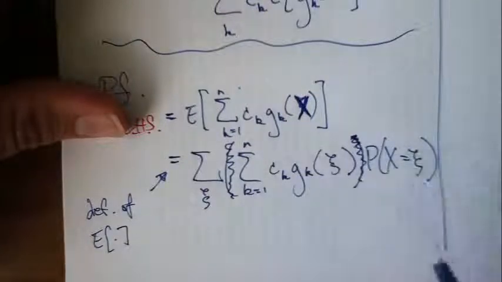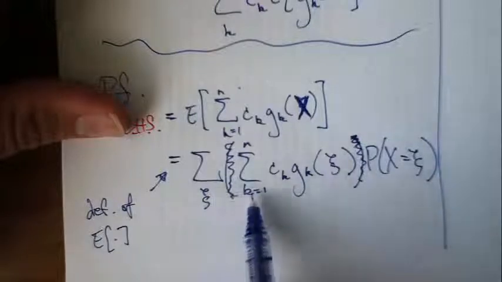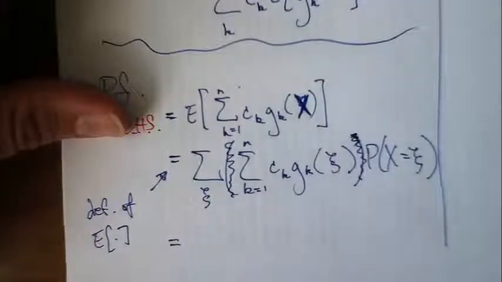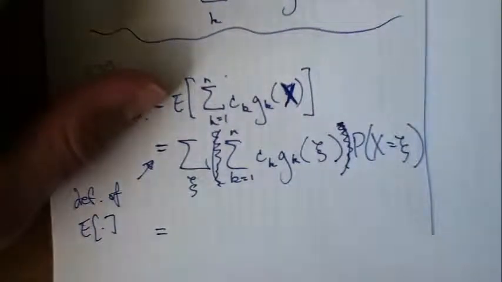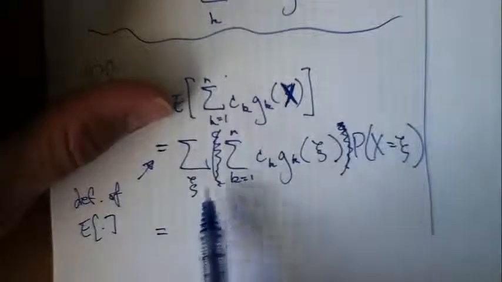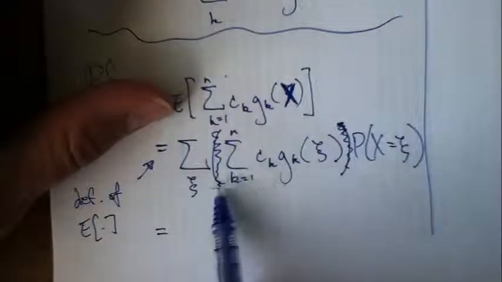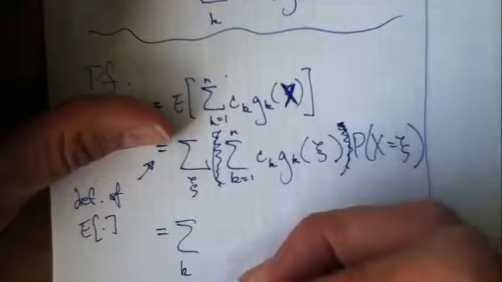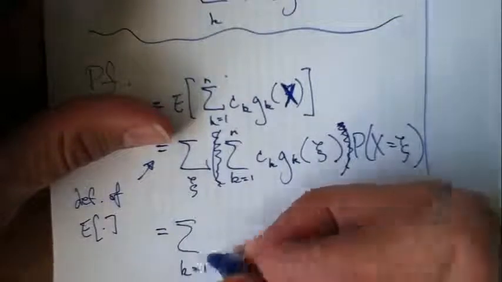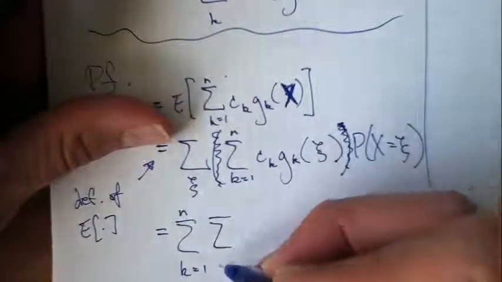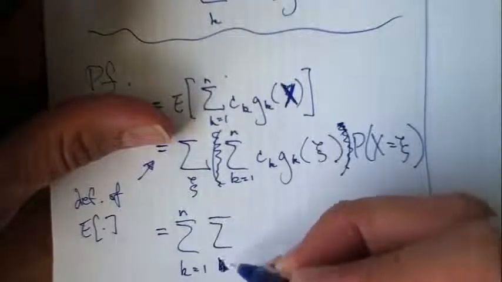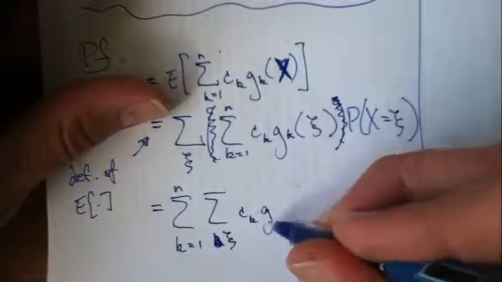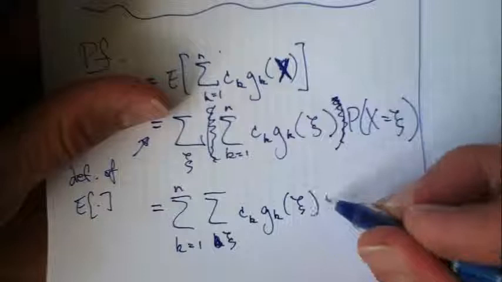Now what I'm going to do is change the order of the summation symbols, and that's perfectly okay because it doesn't matter what order you add things up in. Sometimes you want to be careful of your summation indices and adjust for that, but we're okay there. So I think I can rewrite this as the sum, k goes from 1 to n, of the sum over the xi values of ck, gk of xi times the probability that X equals xi.